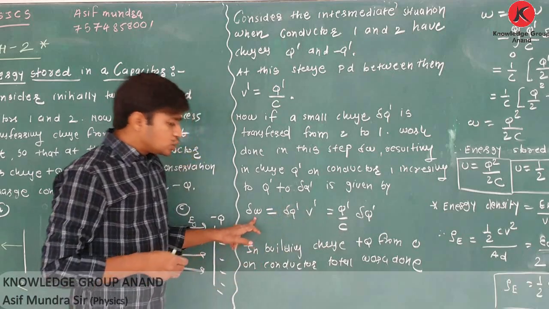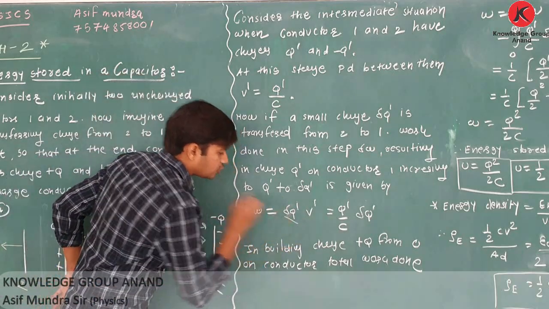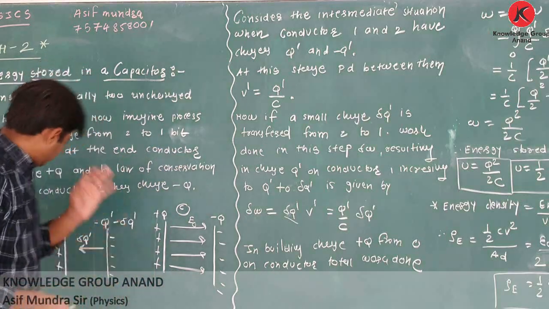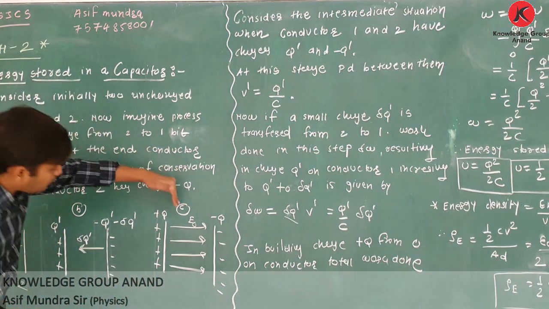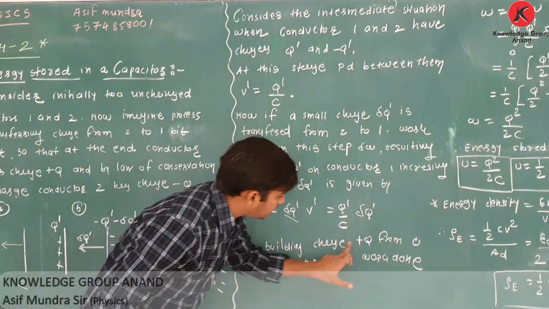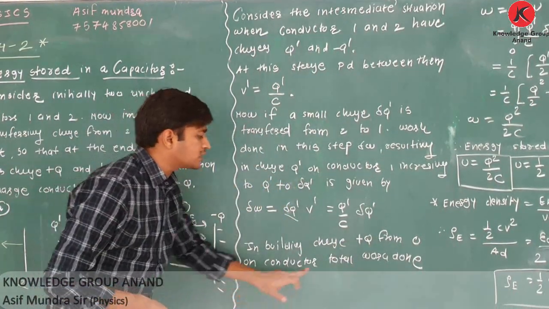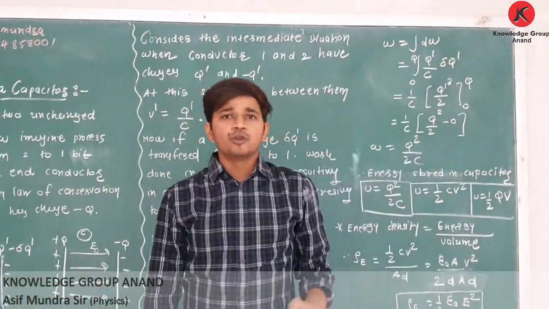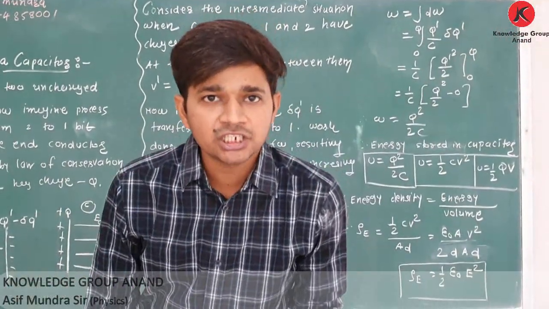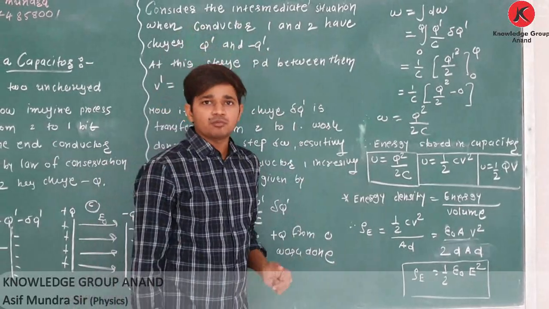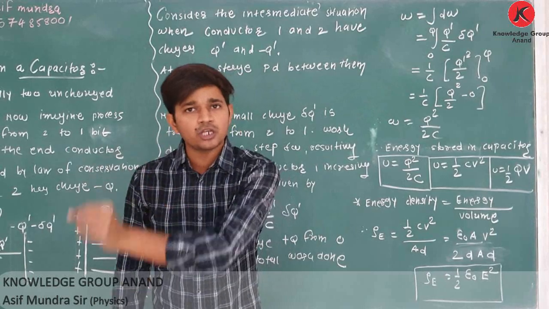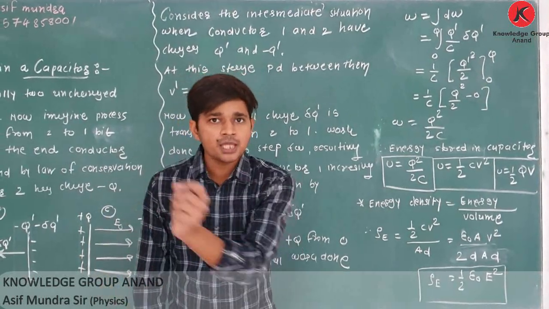So it is work to transfer charge dQ'. Now if we want to store charge Q, what is the initial charge? 0. What is the final charge? Q. So in building charge +Q from 0 on the conductor, the total work done W is equal to the integration of dW. What is integration dW? dW means the work required to transfer only a small charge, another small charge, another small charge.